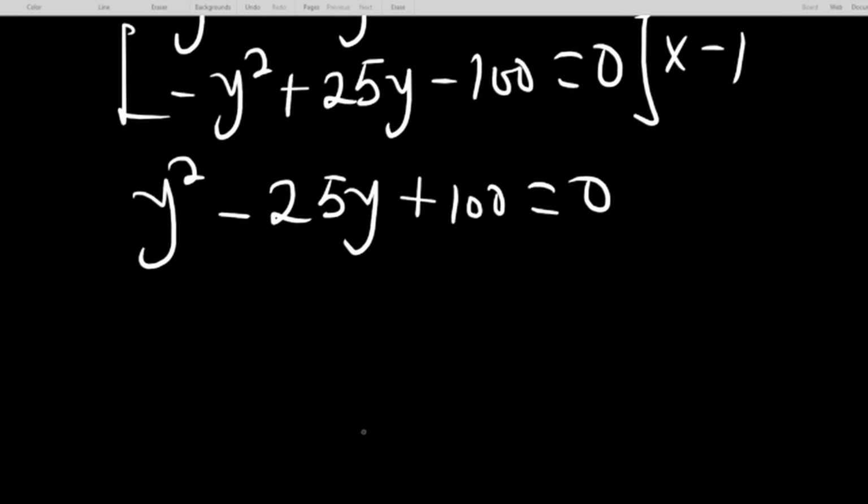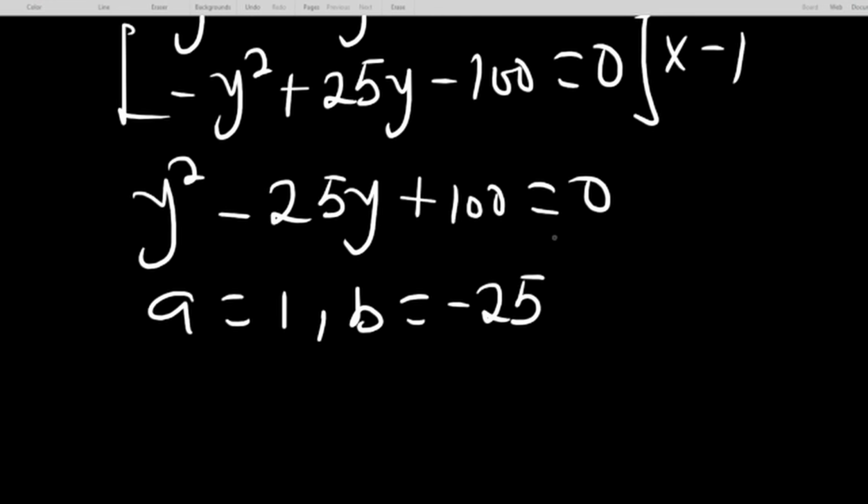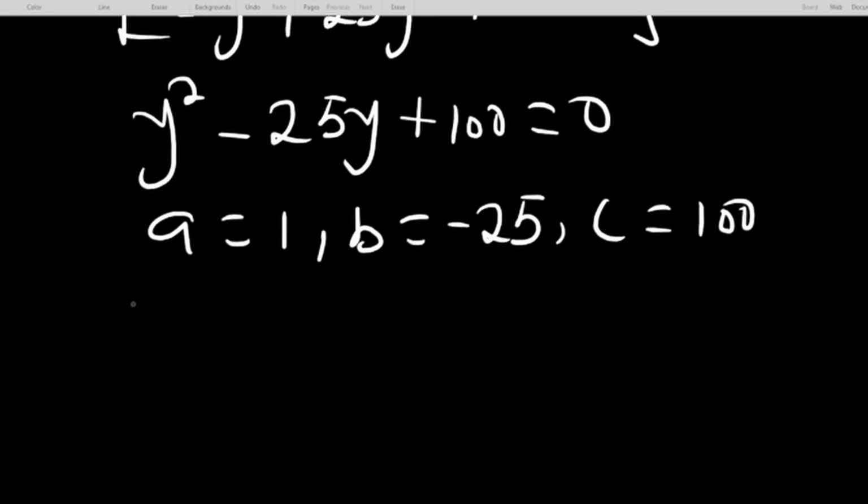So what do we do right now? So we say our a equals the coefficient of y squared, and it's equal to 1. We cannot say 1y squared, just say y squared. That means that the number there is a 1. And then our b equals -25, and that is the coefficient of y. And then our c equals 100. So we solve, and let's see what we're going to get.